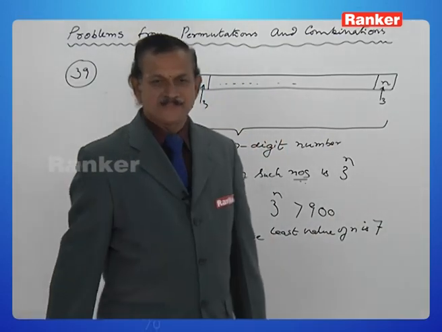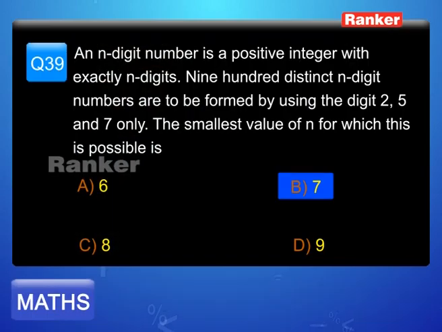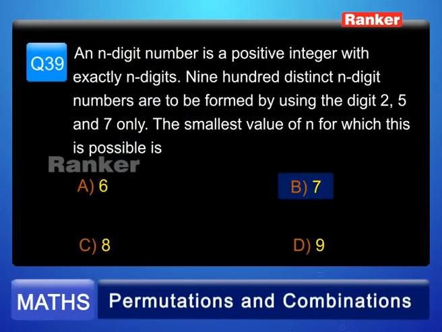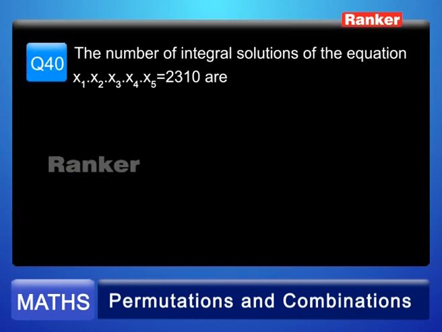The least value of n is 7, hence the correct option is the second option, that is 7. Option B is the right option. Answer is 7. Let us make a move to go through the next question, that is question number 40.